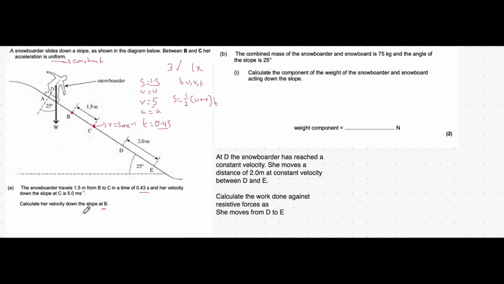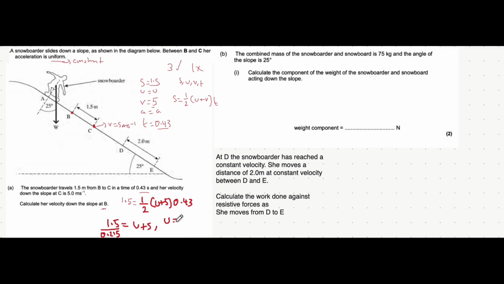Let's substitute into that equation, and we can do the rest of the work out here. So I'm going to replace S with the displacement that's moved. 1.5 is equal to a half of U plus V, which is U plus 5, all multiplied by the time taken for the journey between B and C, which is 0.43. A half of 0.43 is 0.215, and then in brackets U plus 5. From here you can divide both sides by 0.215, so we get that 1.5 all divided by 0.215 is equal to U plus 5, and then we can subtract 5 from both sides.